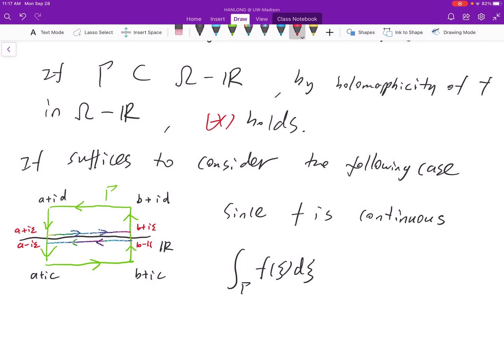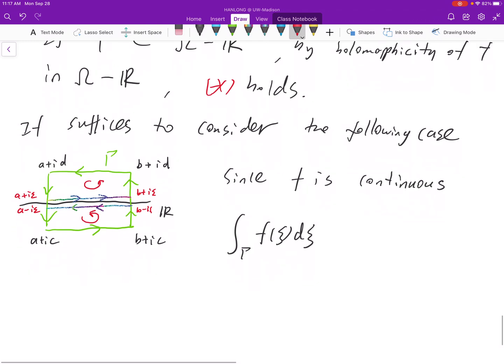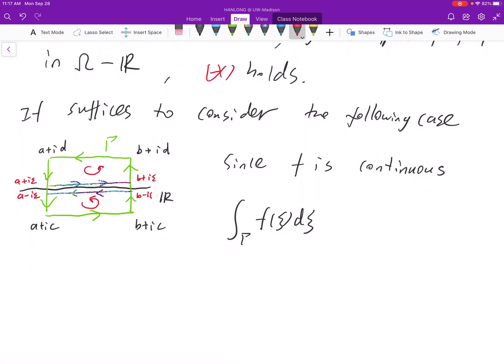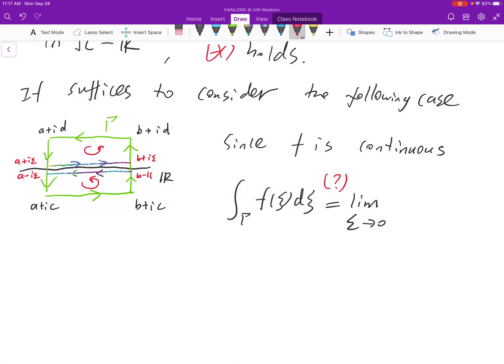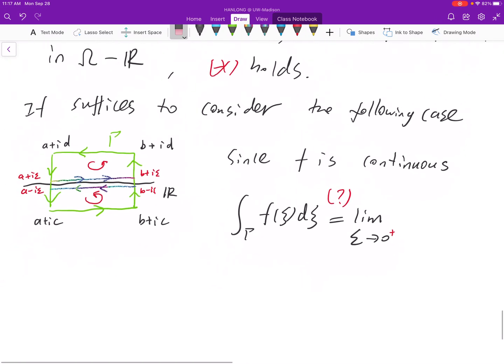Then basically you have two loops, which are very close to the original loop. You have some error, but since f is smooth, the error goes to 0 when you cut it finer and finer. So mathematically, why this is true, I leave it to you. This is a limit when epsilon goes to 0 plus.